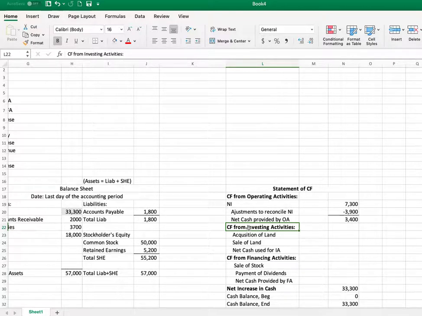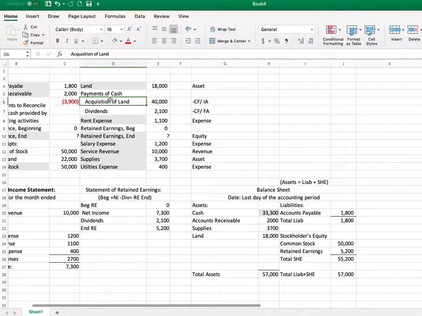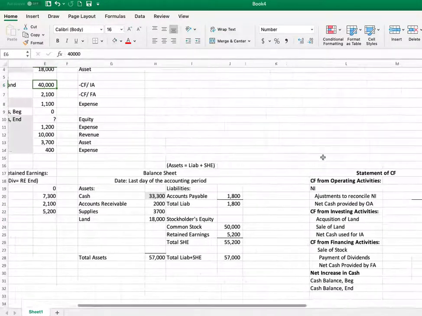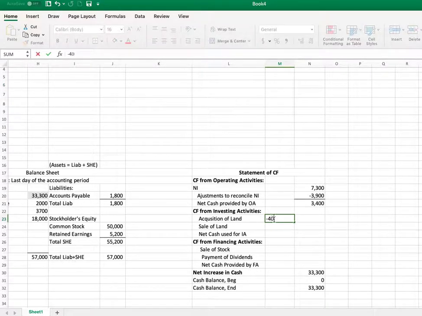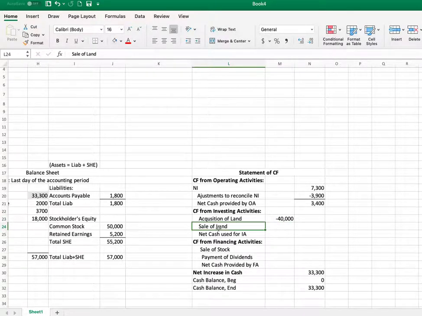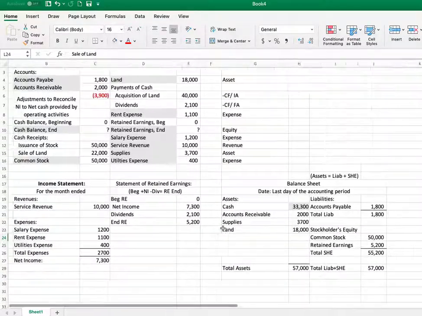So now we're going to look at cash flows from investing activities. Investing activities always have to do with long-term assets. You'll need to memorize that. So we acquired some land. Well, when we acquire land, that means we purchased land and we paid $40,000. So right here, we paid $40,000. So I'm going to type in negative 40,000 because it's a cash outflow.